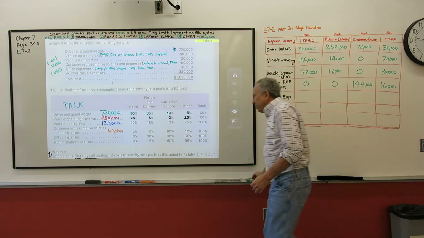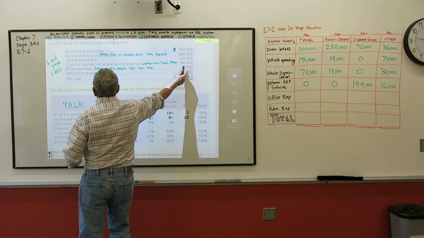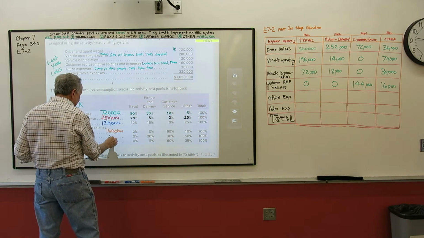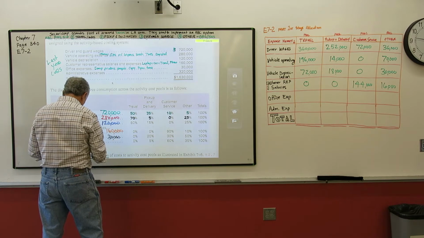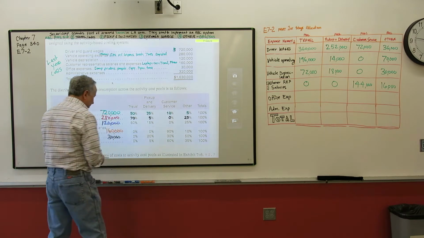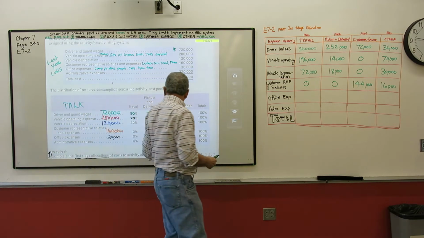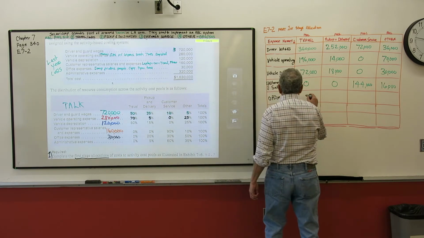How about office expenses? Let's bring those down. That's 30,000. And again, 30,000, 0, 20, 30, 50. 0, that means 0 of office expenses.